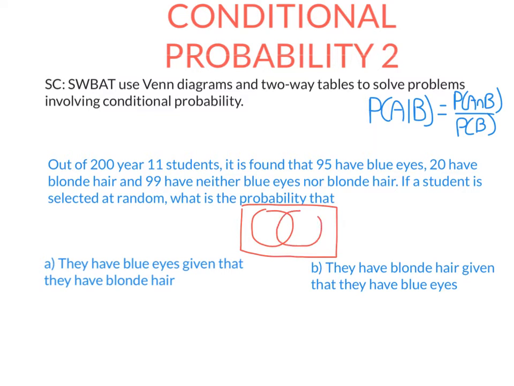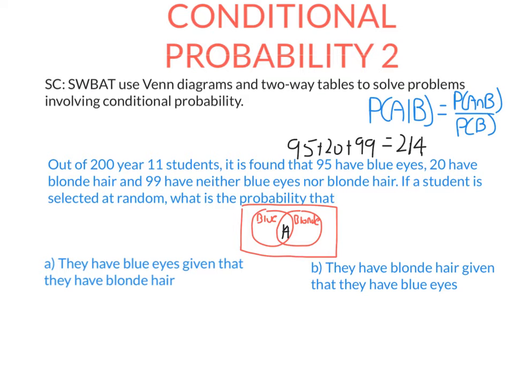I'm going to have one set be blue eyes and one be the set of people with blonde hair. As I alluded to in a previous video, if I add up all these, 95 plus 20 plus 99, I get 214, and however many you've overcounted, that's how many are in both. The only way all of these can add up to 214 when there's only 200 students is if I've counted 14 of those students in the blue eye category and the blonde hair category. So I'm going to put 14 here that go in both.